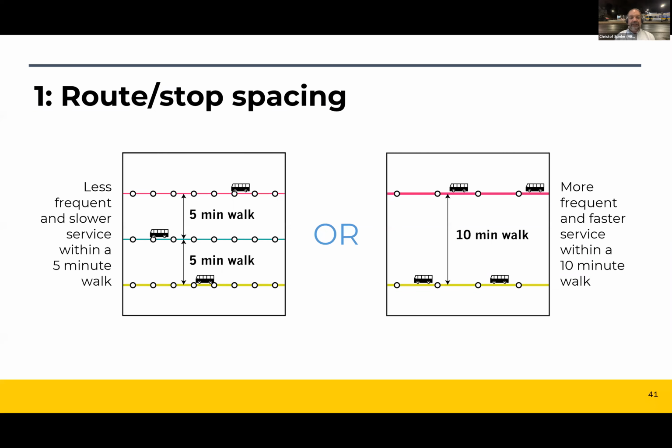We also have a trade-off around stop spacing. The closer the stops are together, the slower that bus service will be. And because it's slower, that also means it will be less frequent. Or if we take the stops further apart, you may need to walk a little further, but that service, once you get on, will be faster and more frequent. Next slide.